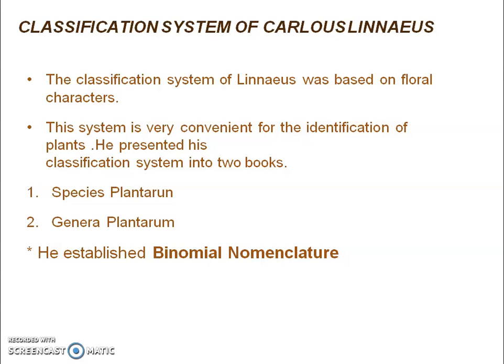This system is very convenient for the identification of plants. He presented his classification system in two books, Species Plantarum and Genera Plantarum. He established the binomial nomenclature. Binomial nomenclature, as you all know, means that organisms are given two names: one is the genus name and the other is the species name. That was also given by Carl Linnaeus.